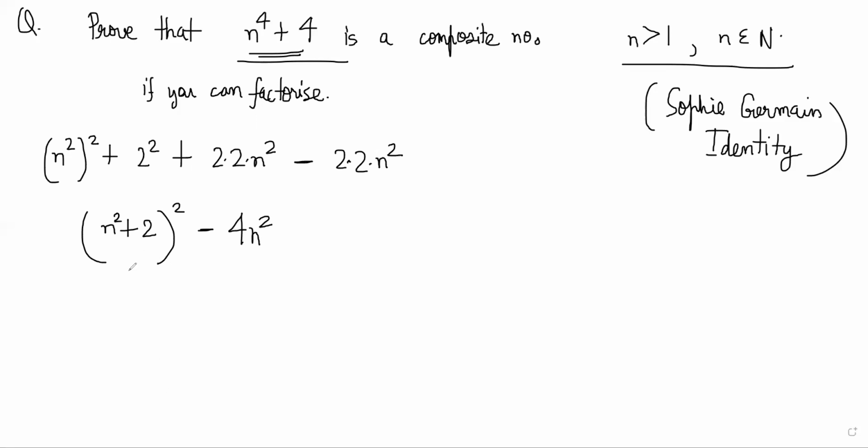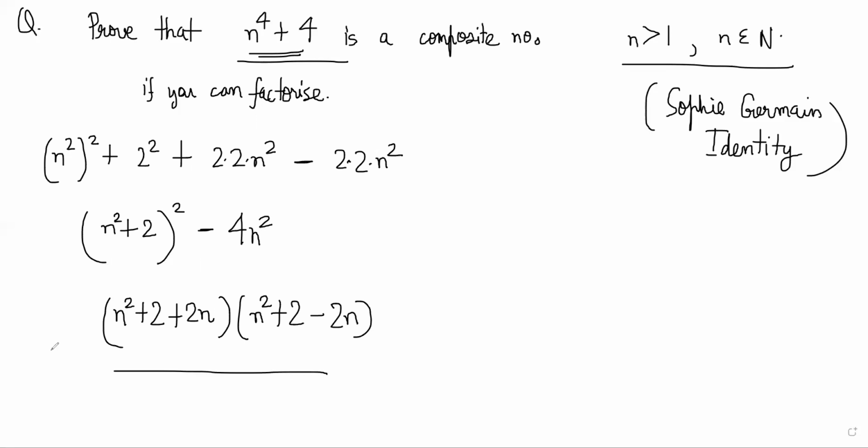Now you can do a plus b into a minus b here, a square minus b square. You can write n square plus 2 plus 2n and n square plus 2 minus 2n, right? So now these are all natural numbers, correct? So you have basically written n power 4 plus 4 as a product of two natural numbers, right?